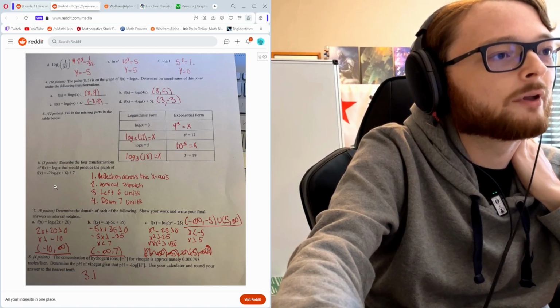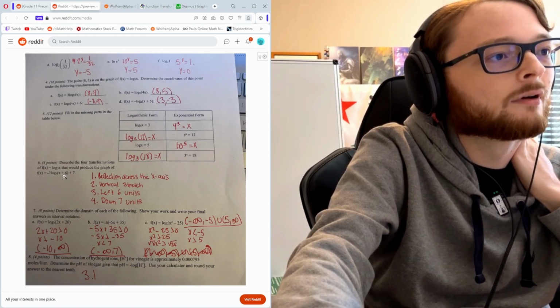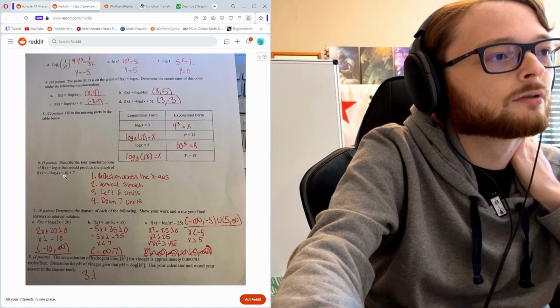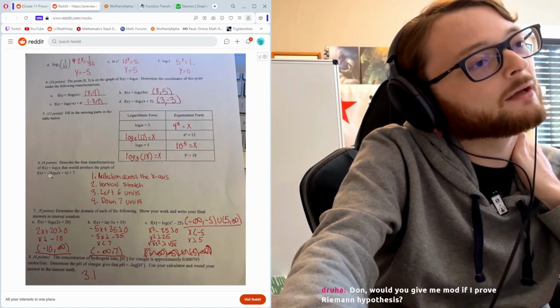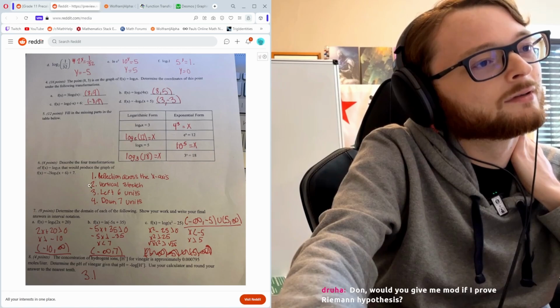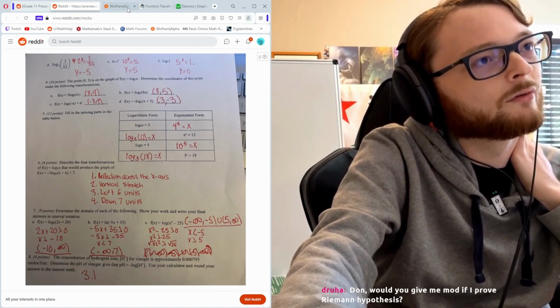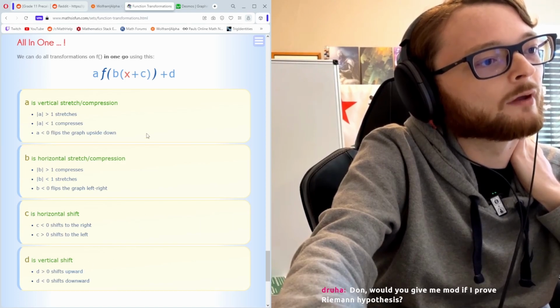I guess I don't have to do it in order. Reflection across the x-axis. A vertical stretch. Wouldn't it be a vertical stretch? That should... Oh, yeah. That's a vertical stretch. Left 6 units. Is that down 7 units or up 7 units? That should be up 7 units, because for vertical shifts, you don't have to flip the sign.